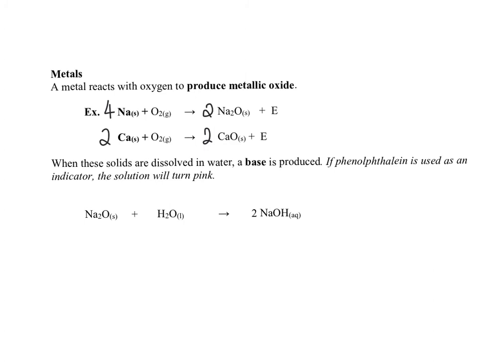When you dissolve these metal oxides in water, they will turn a pink color if you add phenolphthalein. So you will be able to test if your oxide is metallic by dissolving it in water and adding the indicator phenolphthalein, because if your solution turns pink, you've made a base. So metallic oxides react with water. Your metallic oxide will react with water to produce a hydroxide.